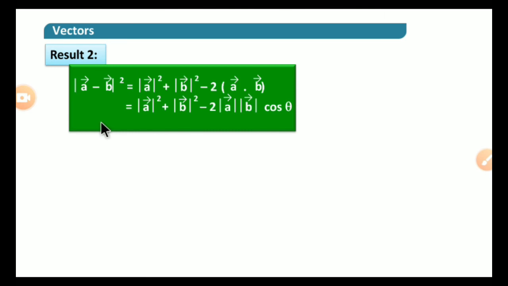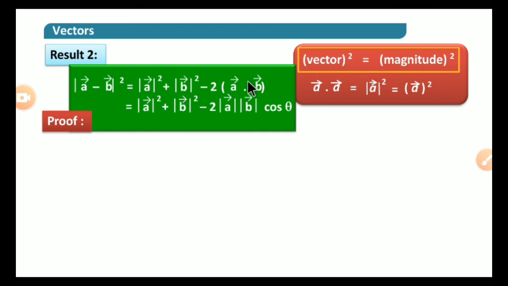Here we have to prove that magnitude of A minus B square is equal to magnitude of A square plus magnitude of B square minus 2 into vector A dot vector B. This can also be written as magnitude of A square plus magnitude of B square minus 2 into magnitude of A into magnitude of B into cos theta. So to prove this one, again we will consider these properties here.